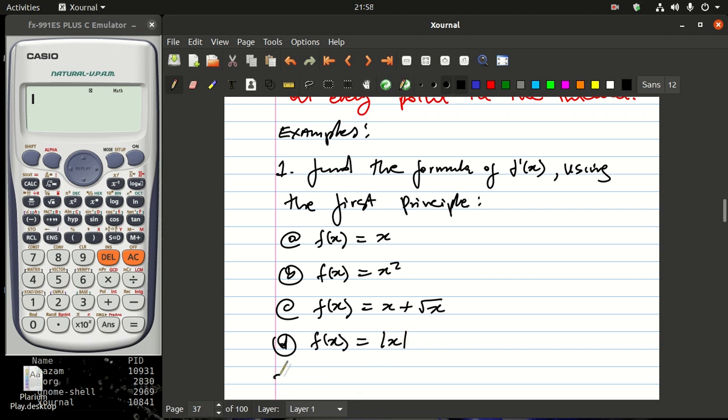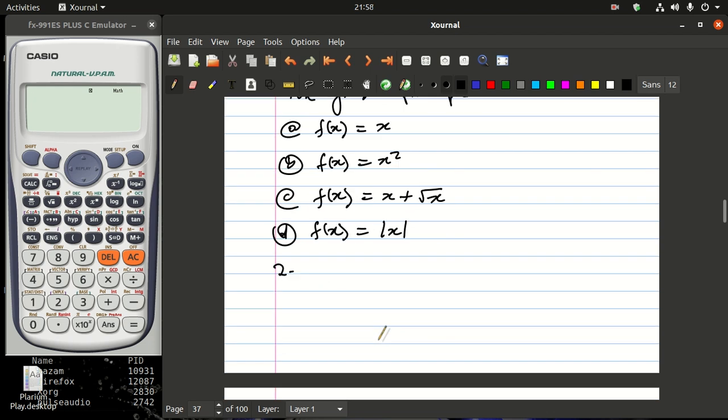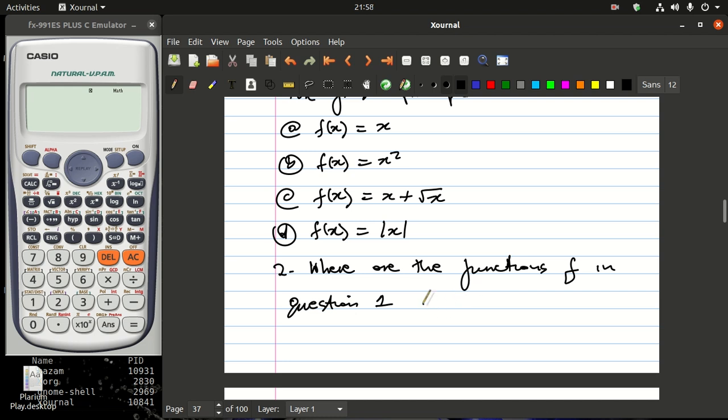And then number 2, what we want to find is where are the functions f in question 1 differentiable.